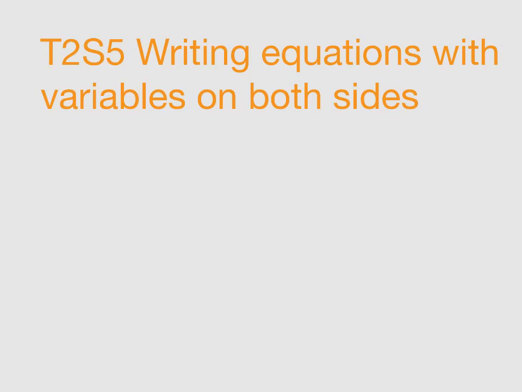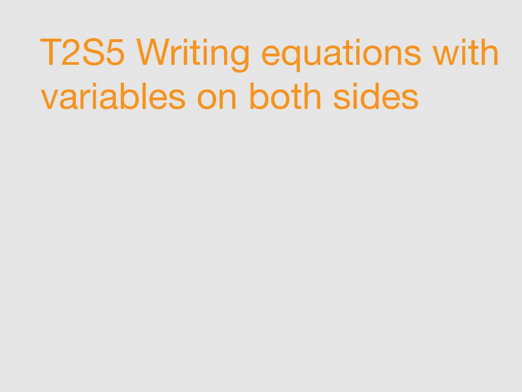Hey, welcome to your last video for topic 2. Today we are going to be learning about skill 5, which is creating or writing equations with variables on both sides. So what that means is on either side of your equal sign, you will have an expression that includes a variable on each side.